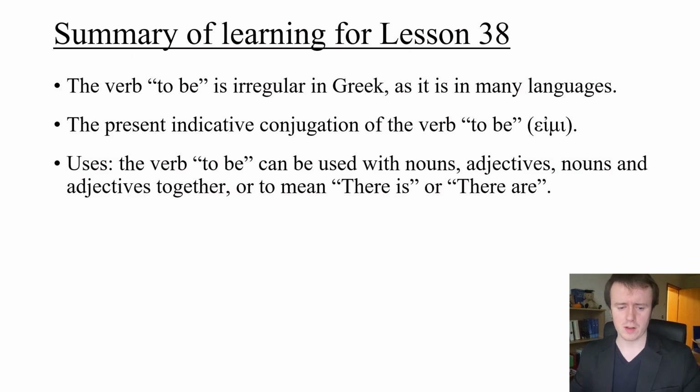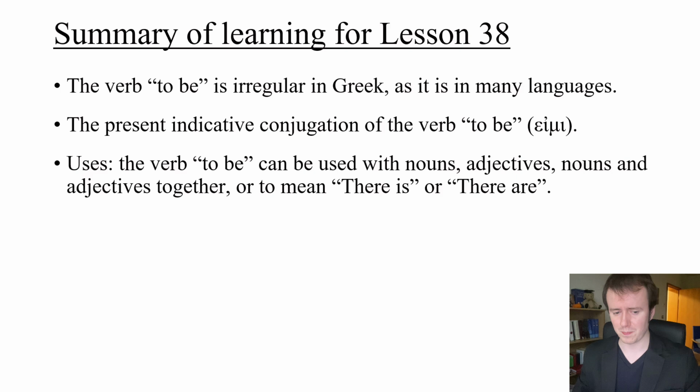Thirdly, we've also learned about the different uses of the verb to be in ancient Greek. We've learned that it can be used with nouns, adjectives, nouns and adjectives together, or to mean there is or there are. And we've learned that the thing that follows the verb to be, whether it's a noun, adjective, or noun and adjective, is called the complement, and it goes in the nominative case. And the subject also, as usual, goes in the nominative case.